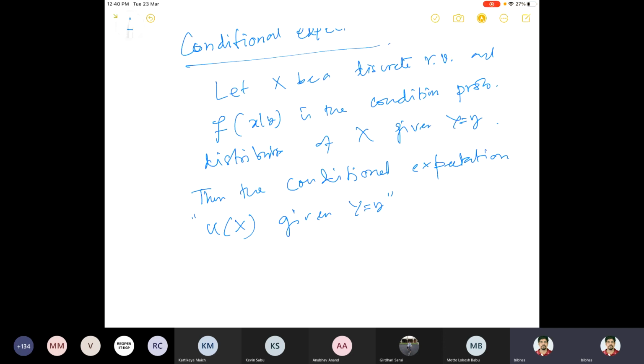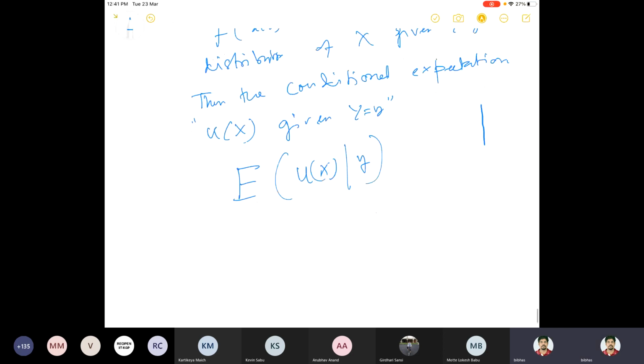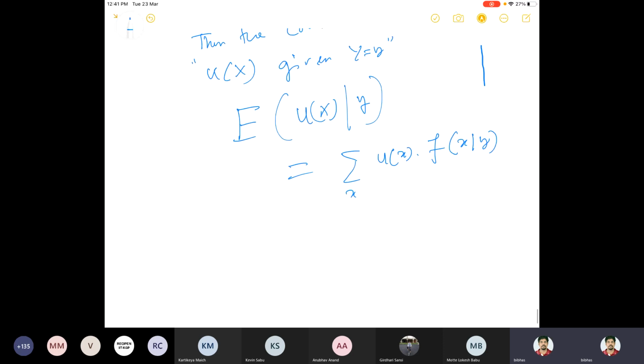If u is equal to the identity function, like u(x) equal to x, then of course it is the conditional mean. But here we are defining it in a general sense. So we are trying to define the expectation of u(x) when y is known. This is the same definition: it is like u(x), the values of x, times this probability, right? So here the probability is f of x given y. That's it. And this is the definition of conditional expectation.